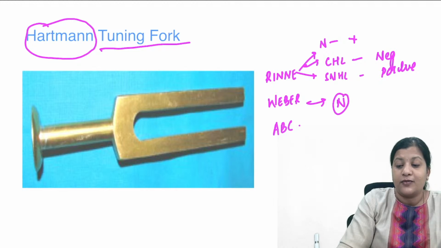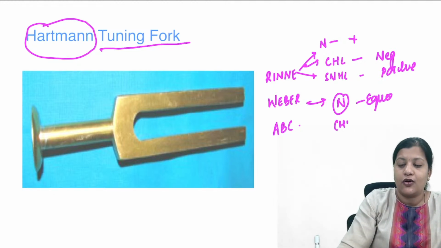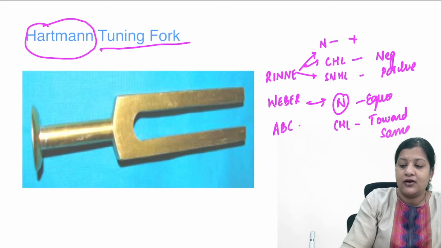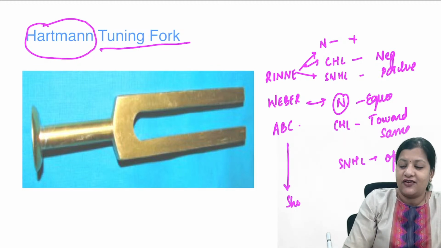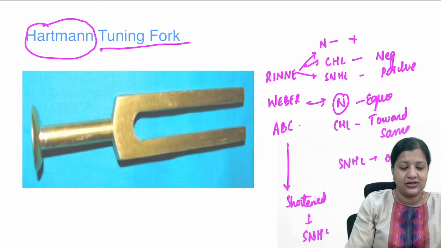Weber's test, normal is equal lateralization on both the ears. In conductive hearing loss, it goes towards the same ear, and in sensorineural hearing loss, it gets lateralized towards the opposite ear. In absolute bone conduction test, if it is shortened, then we say that the patient is having SNHL on that side. So very simple, very easy. So let's go.